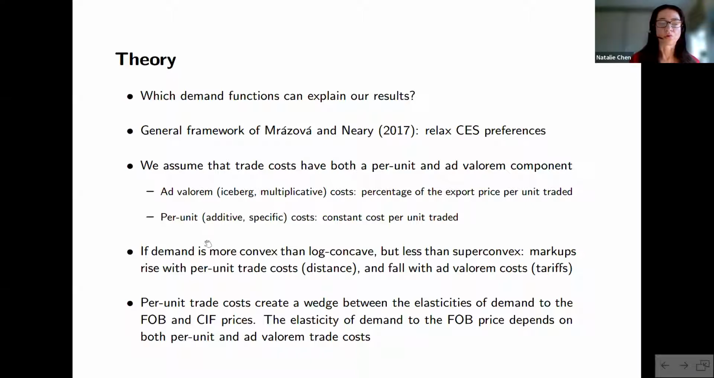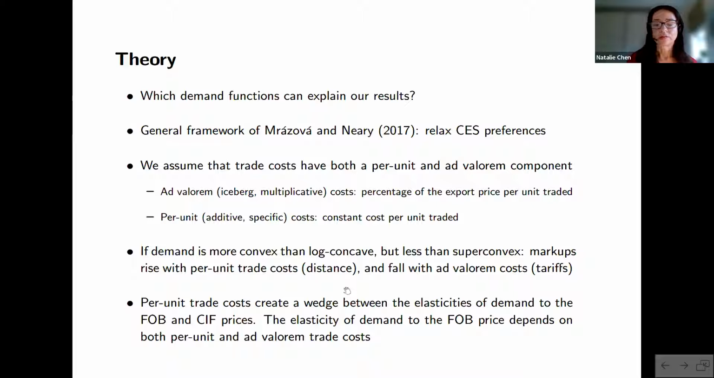And what the model shows is that as long as the demand function is more convex than log concave, but less than super convex, so less convex than CES, we can get the prediction that markups increase with per unit trade cost, where per unit trade cost can be assumed to increase with distance. So this means that markups will increase with bilateral distance. And we can get the prediction that markups will decrease with ad valorem trade costs, which can be approximated by tariffs, so on a percentage basis.